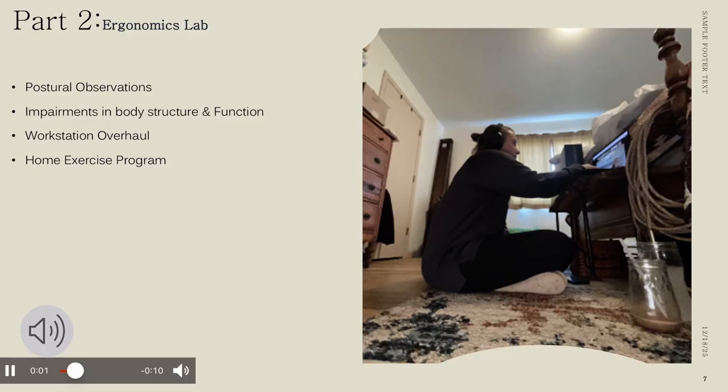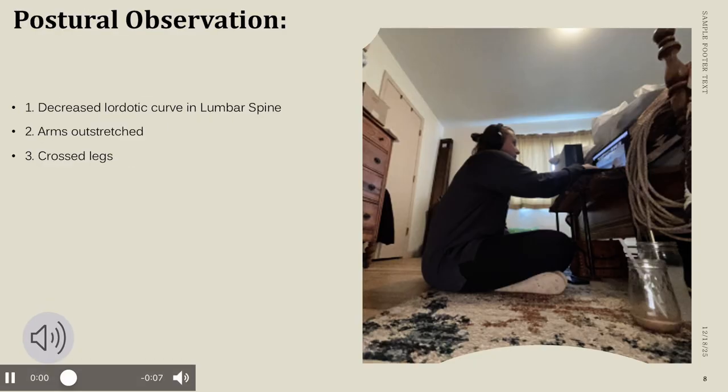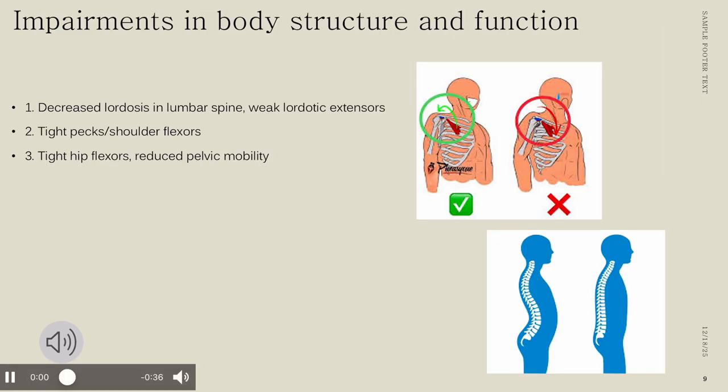Part 2 of our slideshow includes postural observations, impairments in body structure and function, workstation overhaul, and home exercise program. Postural observations include decreased lordotic curve in lumbar spine, arms outstretched, and crossed legs. Some of the impairments that we saw correlating with our postural observation is number 1, that decreased lordosis in the lumbar spine, which could be mainly due to weak lordotic extensors.